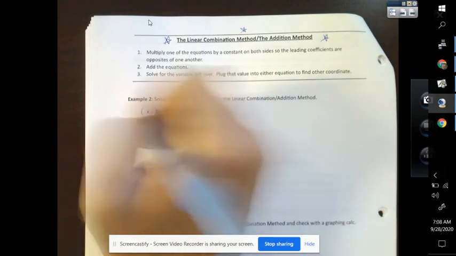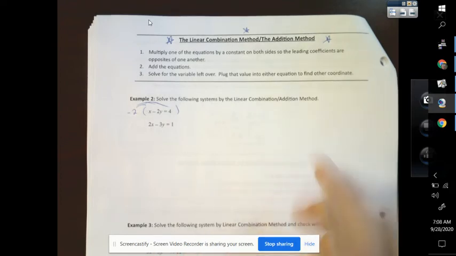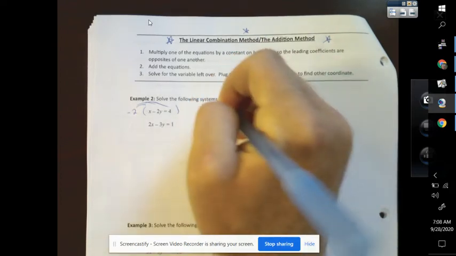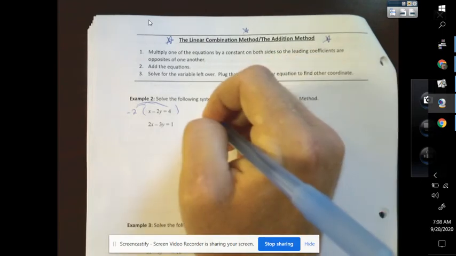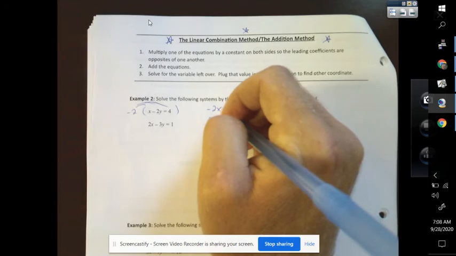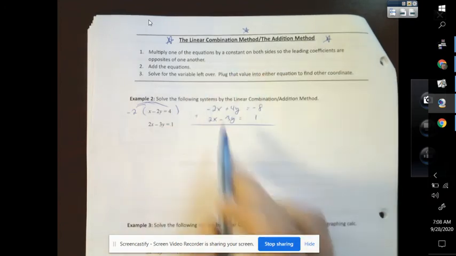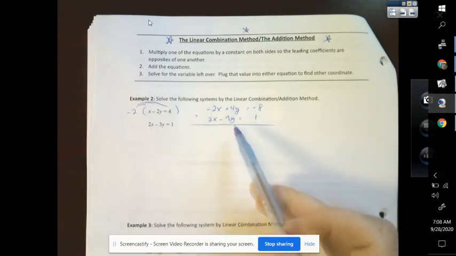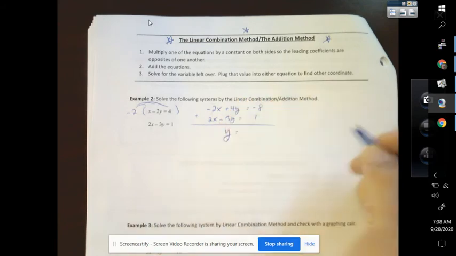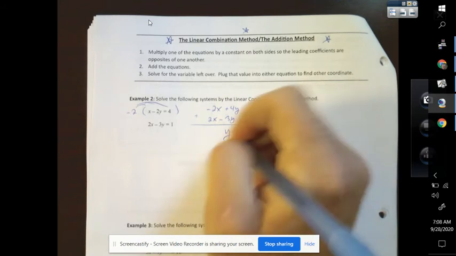Well, we're going to multiply the top equation by negative 2. There are multiple ways to do this, but this is probably the easiest way. Negative 2x plus 4y equals negative 8. My bottom equation is going to stay the same: 2x minus 3y equals 1. If I add these now, negative 2x plus 2x cancels out. 4y minus 3y, I get lucky and it's just 1y. Negative 8 plus 1 is negative 7.